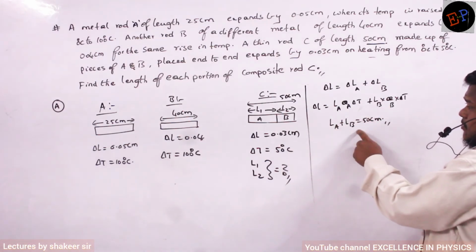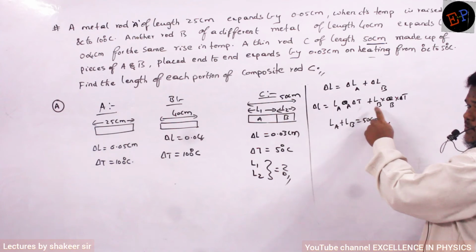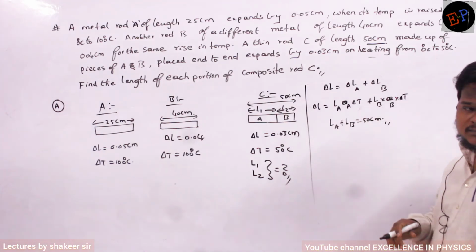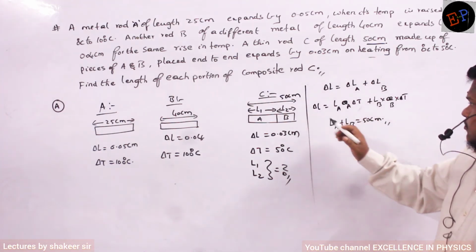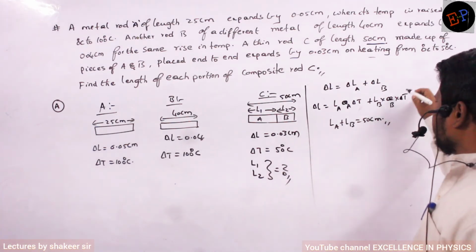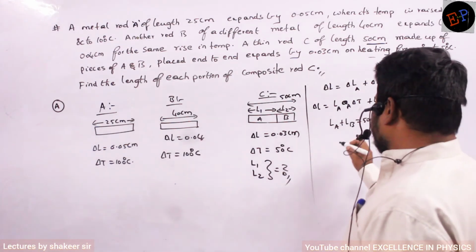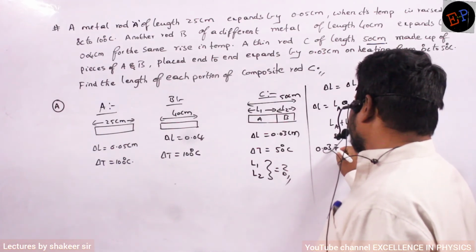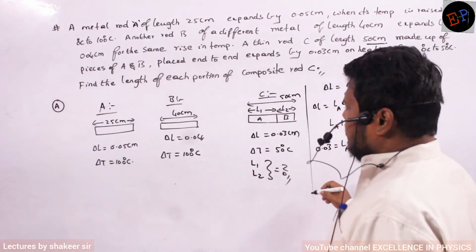See, here also I have LA, here also I have LB, and here also LA, LB. Two unknown quantities, two equations. Definitely I can solve them. Change in length we know. What is the change in length in the second condition? 0.03. So let us write. 0.03 is equal to length of A multiplied by alpha A of A.